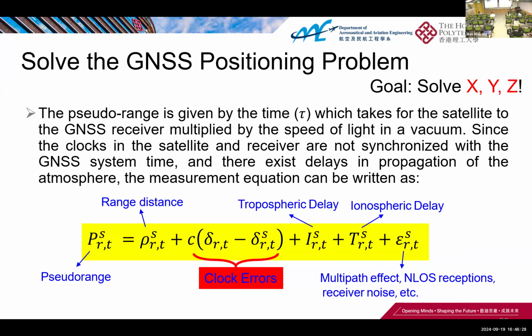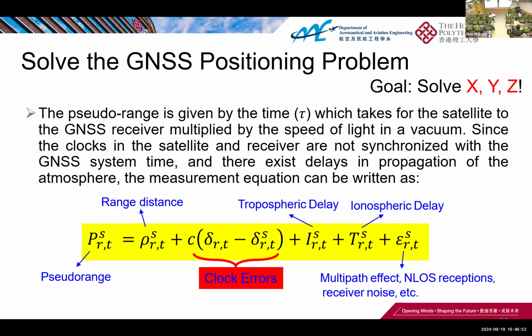And this is the Gaussian noise, to represent the noise coming from the receiver thermal noise or some multipath effects. In this equation, this is a known variable. And this range distance includes the receiver's location. Later we are going to have details.